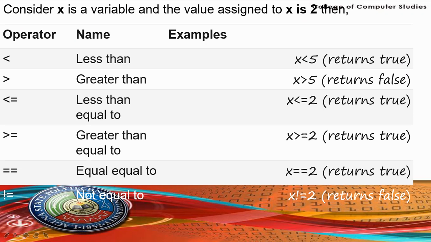So if 2 is the value of x, 2 is less than 5 will return true. 2 is greater than 5 will return false. 2 is less than or equal to 2 returns true. 2 greater than or equal to 2 returns true also. 2 is equal to 2 returns true. And 2 is not equal to 2 will return false. So again, comparison operators are also called relational operators.